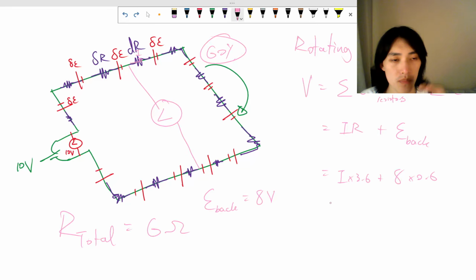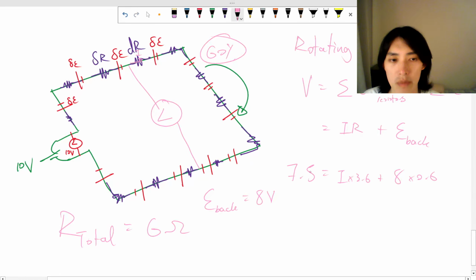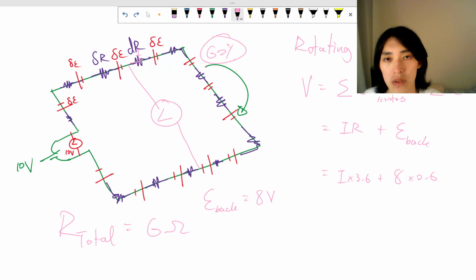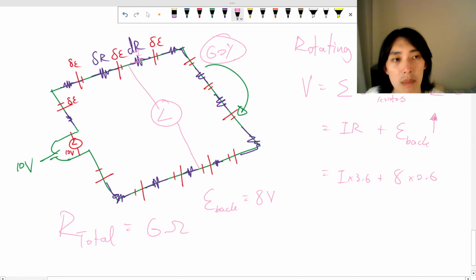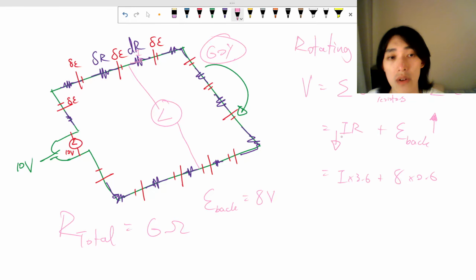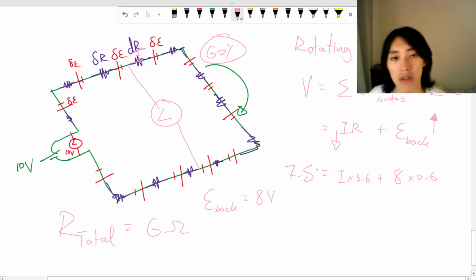Now, let's have a think about this. Why does it always equal 7.5? I asserted that it always equals 7.5, and the reason is that as this thing begins to rotate faster, that's how you get the increase in back EMF. But as back EMF increases, your Vnet decreases, so your current decreases. So you actually get a constant 7.5 volts.